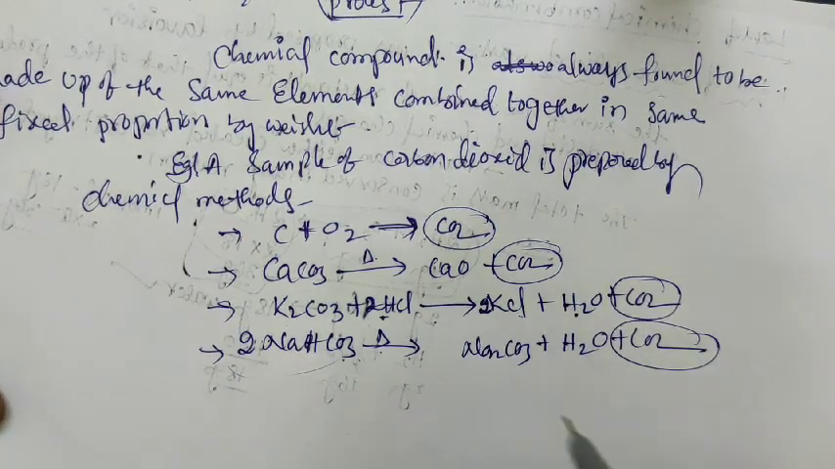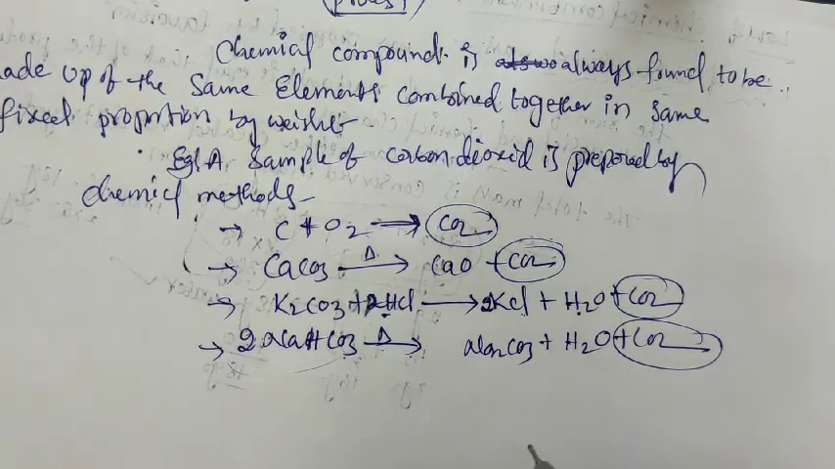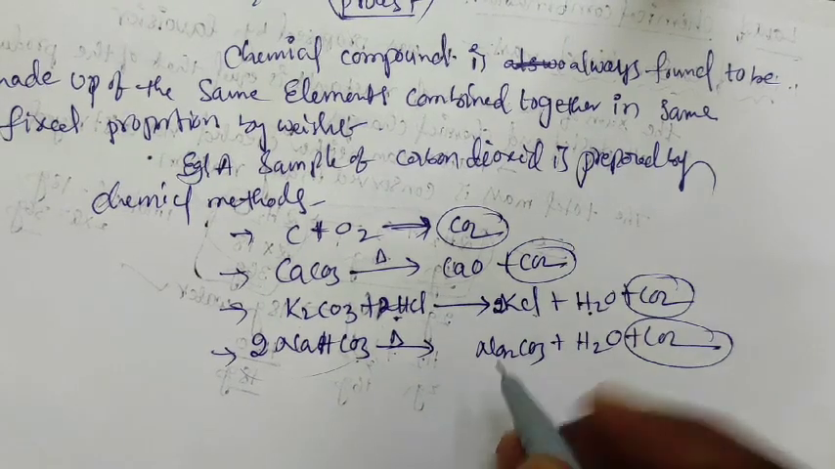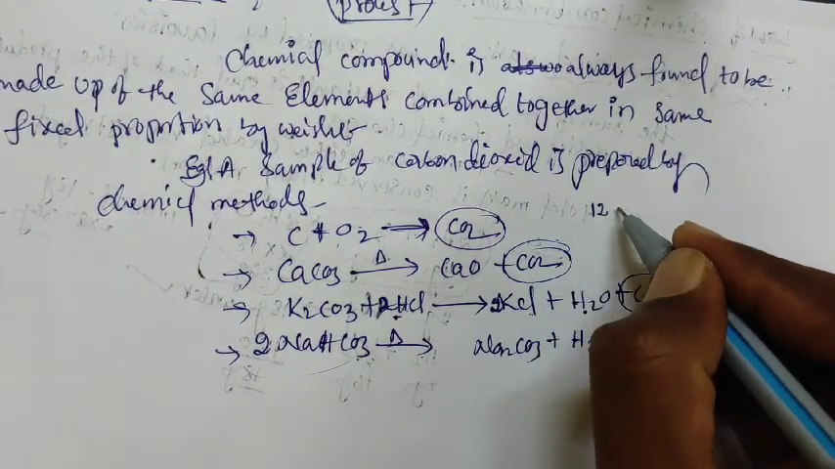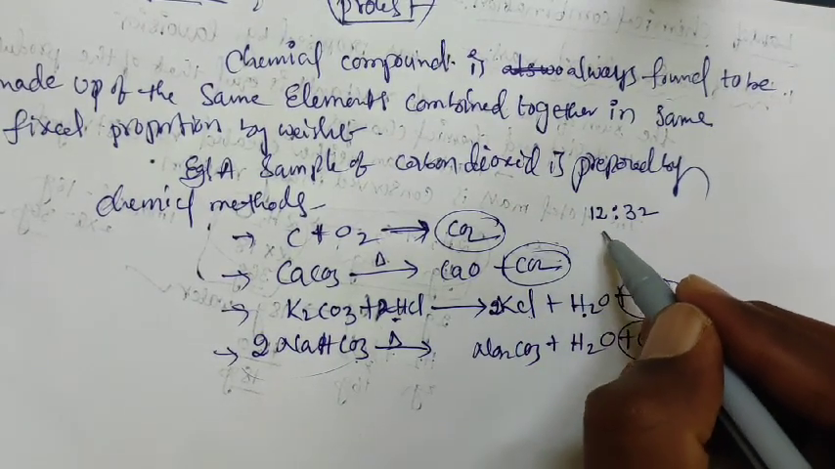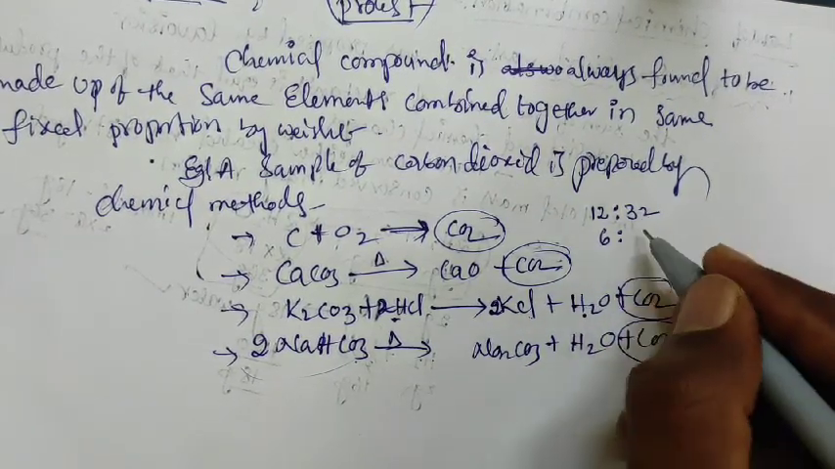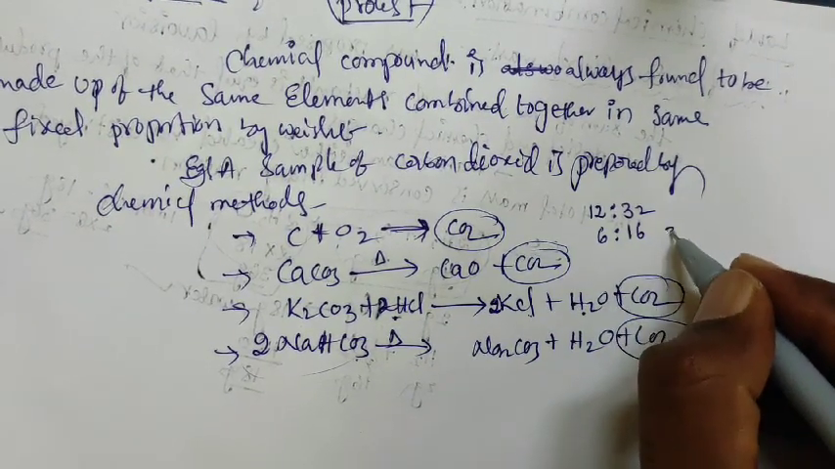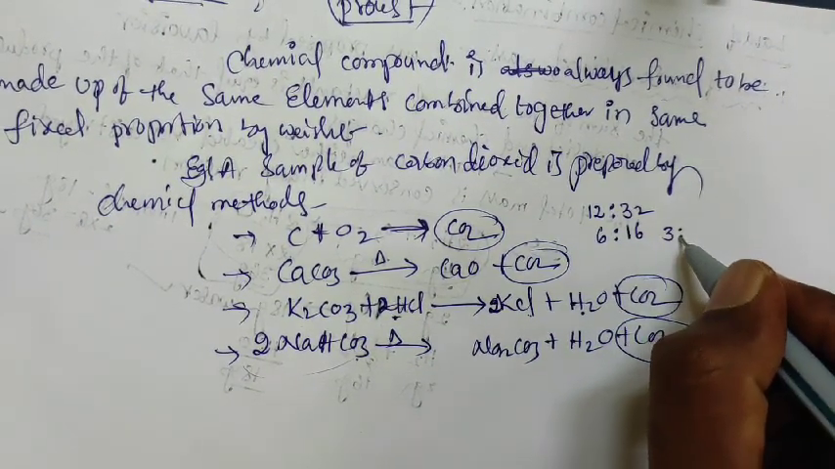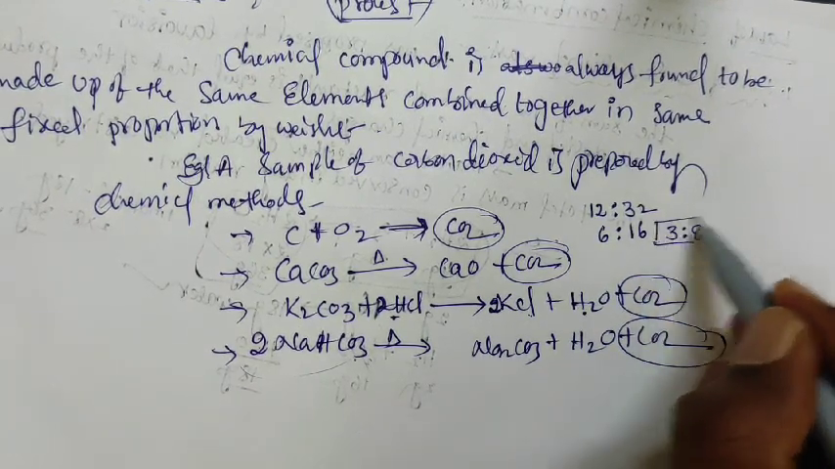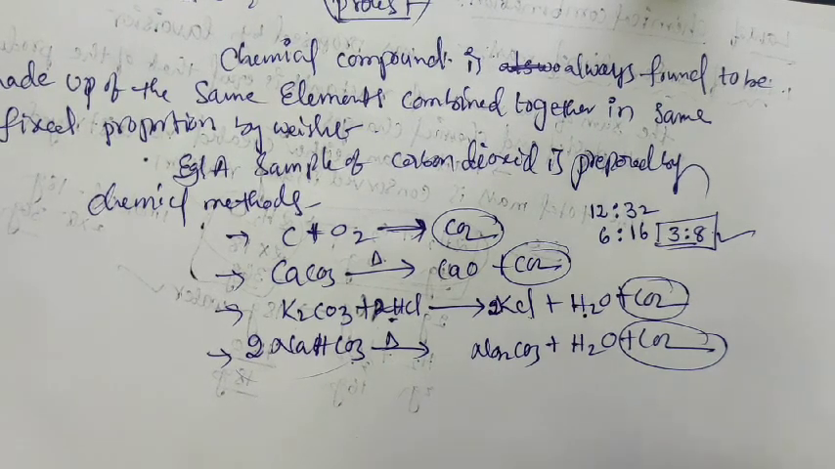CO2. What is the fixed ratio of carbon and oxygen here? Carbon weight 12, oxygen weight 32. It is combined like that only. The ratio is 12 is to 32, or 6 is to 16, or 3 is to 8. Okay, this is the simplest ratio, 3 is to 8.